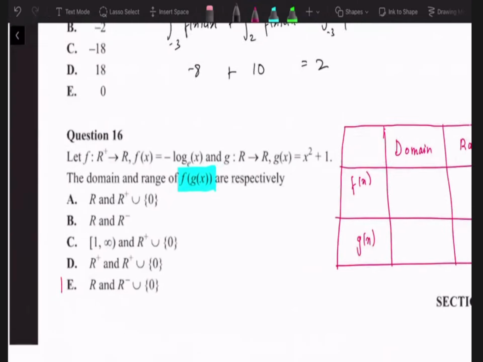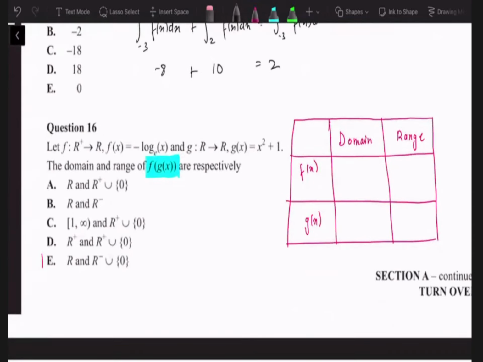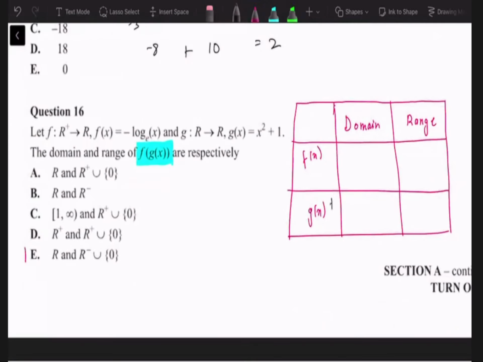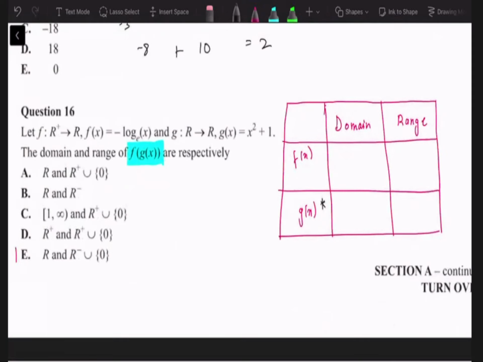So for this question, it's a function in a function. For these questions, you always want to draw a domain versus range graph for each of the functions. The function that's in the function is g(x), so we're going to have to match these two boxes. We'll start with f(x). The domain of f(x) would be 0 to infinity, so it'd be positive reals. And the domain of g(x) is all reals.